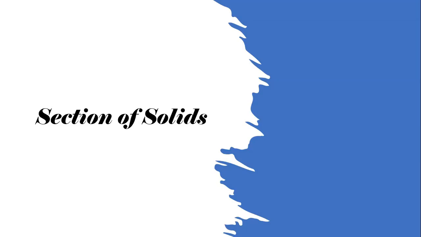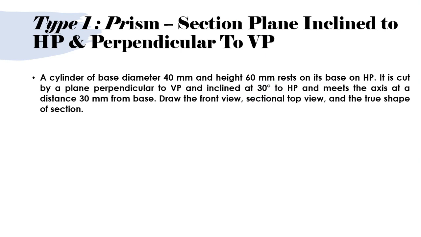Good morning students. Today we will discuss sections of solids, type 1 problems. So a type 1 problem is one which has a prism in which the section plane is inclined to HP and perpendicular to VP.